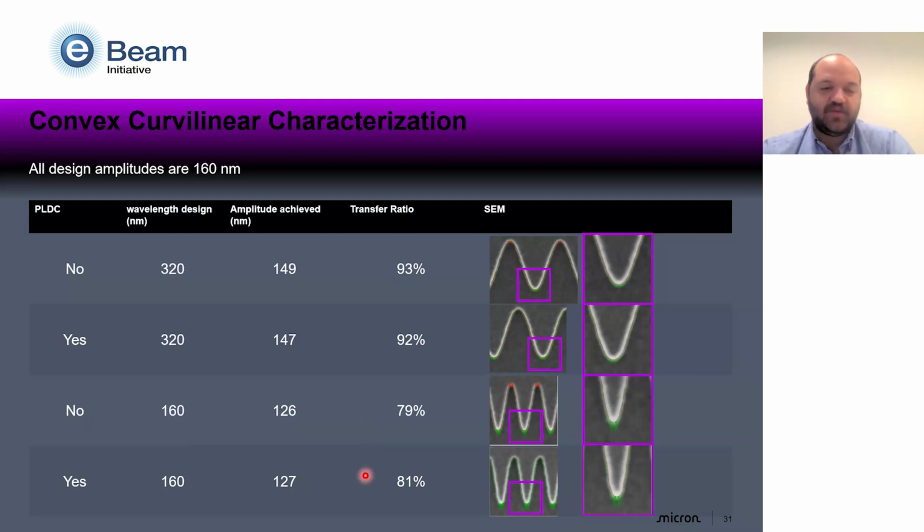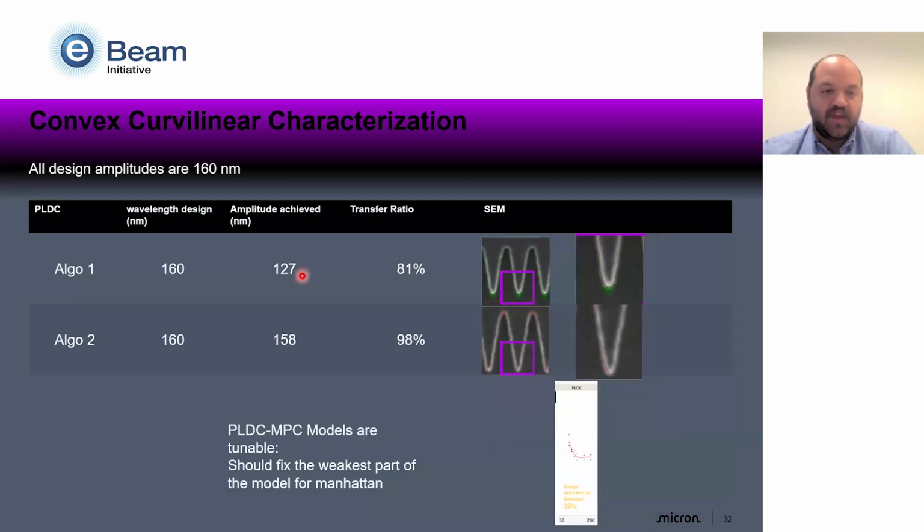However, when we discussed this with D2S, they provided an updated algorithm. So the initial algorithm only showed 81% transfer ratio, whereas the updated algorithm number 2 showed 98% transfer ratio. So we went from 127 achieved to 158, a significant improvement. This shows that PLDC-MPC models are tunable, and we suspect that this will also fix the weakest part of the Manhattan data, as this algorithm should also improve those unexposed darks.